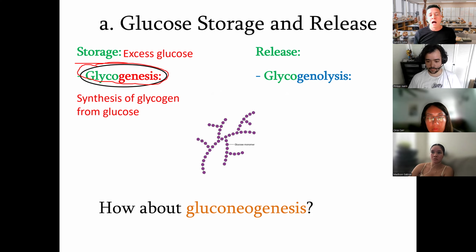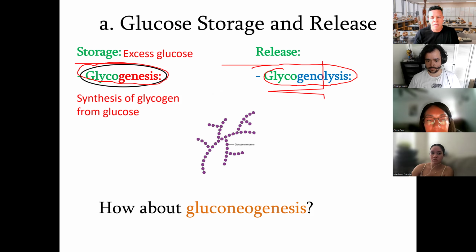Now, what happens when our blood glucose level is low? Now we're going to have the release of glucagon by the pancreas, right? And then glucagon is going to go to the liver and the muscles and say, hey, break down that glycogen, release the glucose. And the process of breaking down the glycogen is what we call glycogenolysis. Okay, the lysis, the breakdown of glycogen.